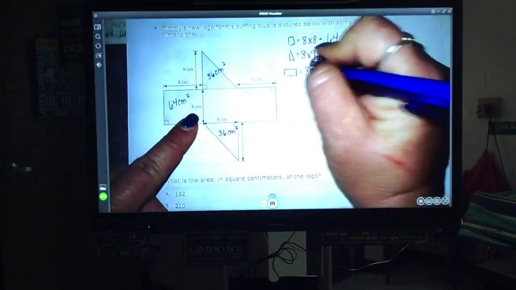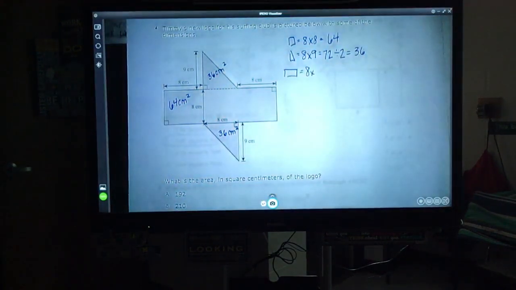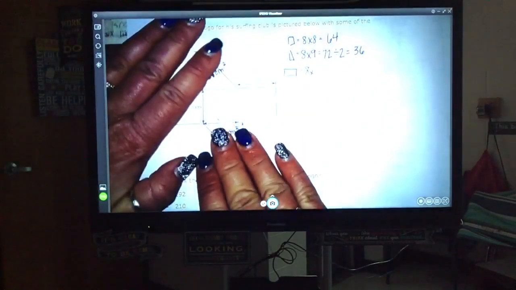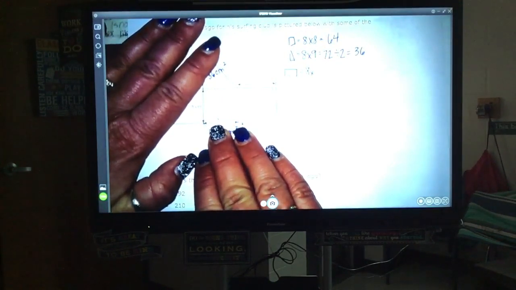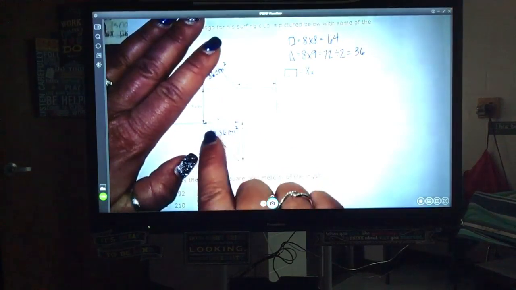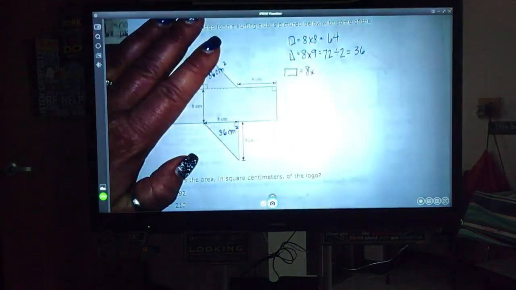Now, can I figure out my base? Looking at this information, can I figure out what my base is? Yes. What do I need to do? Leo, what do I need to do to figure out my base? Because I have an 8 down here and an 8 up here. I've got to find the whole base. So what do I do with both of those 8s?